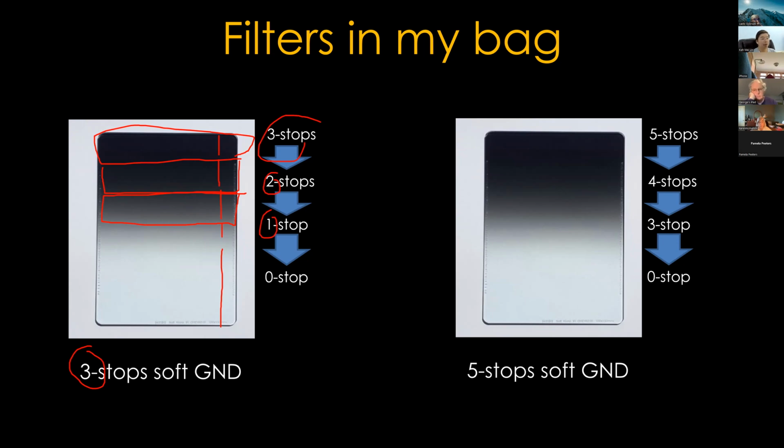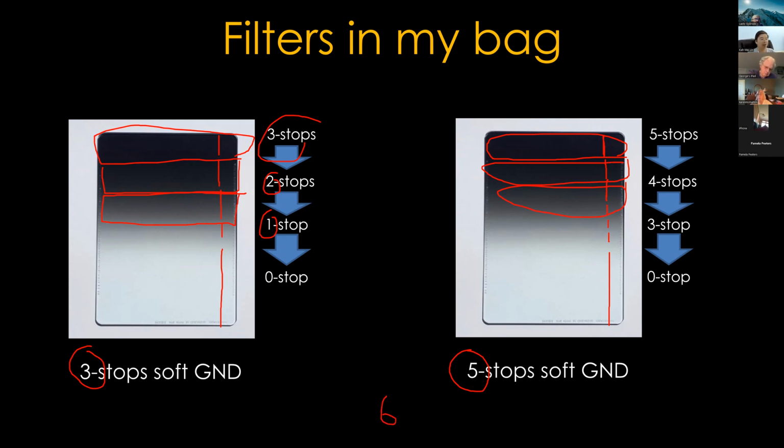If you have a 5-stop GND, similarly, the upper part here is the 5-stop. It gradually comes to 4 stop, and here is around 3 stop. To a smaller extent, this is 2, 1, half, and then 0 stop. Again, if you push it all the way down, you can use it to handle 5-stop. If you push it up a little bit more, you can use it at 4 stop. If you push it up a little more, you can use it at 3 stop. So a 5-stop GND can handle the contrast of 5, 4, and 3 stop.